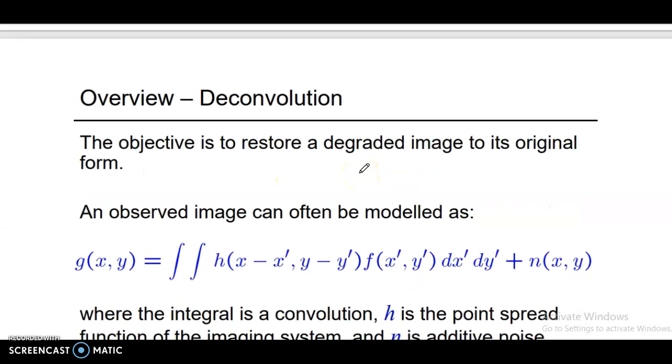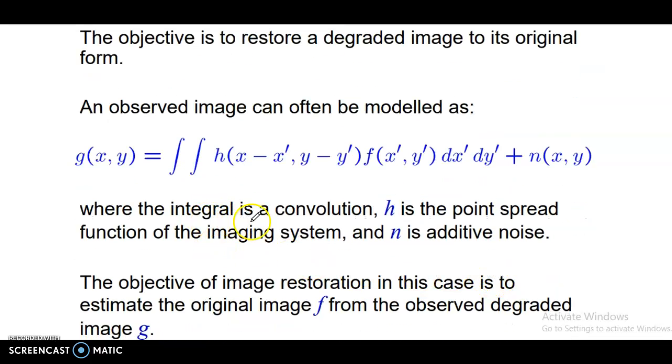Overview: deconvolution. The objective is to restore a degraded image to its original form. An observed image can often be modeled as g of x,y equal to the double integral of h of x minus x dash, y minus y dash, f of x dash, y dash, dx dash dy dash, plus n of x,y, where the integral is a convolution.